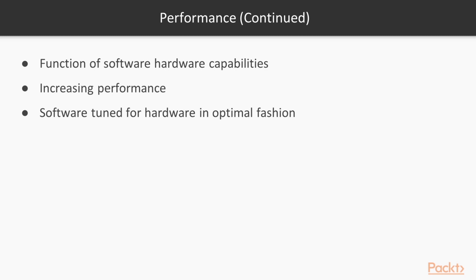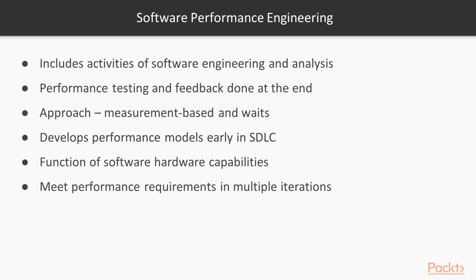Now we'll move on to the next topic, software performance engineering. Software performance engineering includes all the activities of software engineering and analysis applied during the software development lifecycle, SDLC, and directed towards meeting performance requirements. In conventional software engineering, performance testing and feedback are done usually towards the end of the SDLC. This approach is purely measurement-based and waits for the system to be developed before applying tests and diagnostics and tuning the system based on the results.